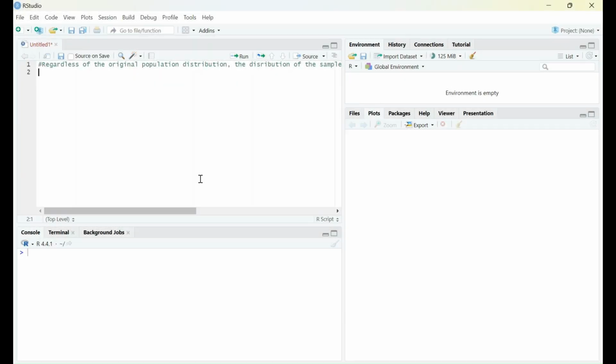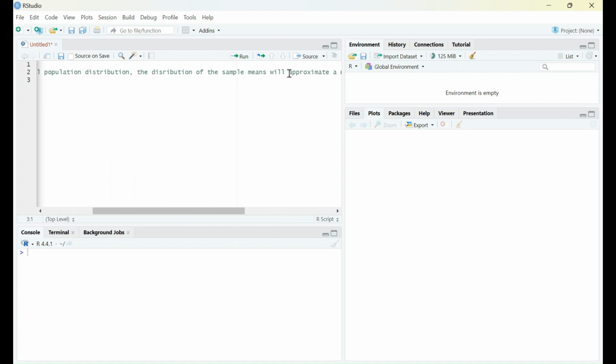Hi, let's see how to implement central limit theorem in R. Central limit theorem is an important concept in statistics and data science for any further analysis. So it says, regardless of the original population distribution, the distribution of the sample means will approximate a normal distribution as the sample size increases. Now we'll see how this works out in practice.